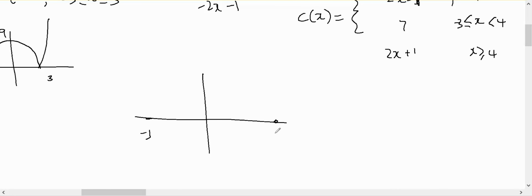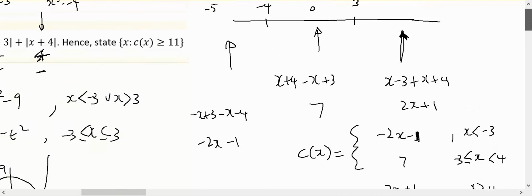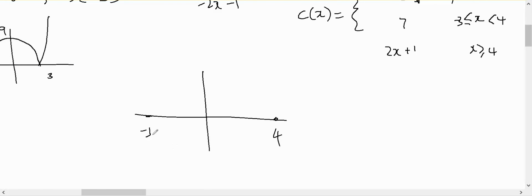-3 through to 4, or is it the other way around? It's 3 through to -4. So -4 through to 3, it's equal to 7 in between here, 2x plus 1, minus 2x minus 1, and that's the graph of c of x.